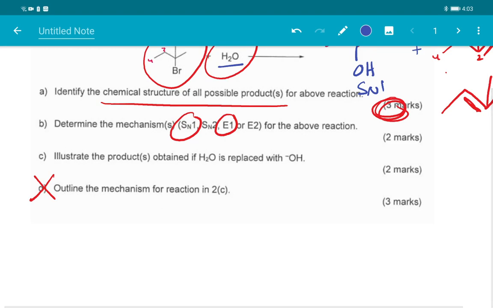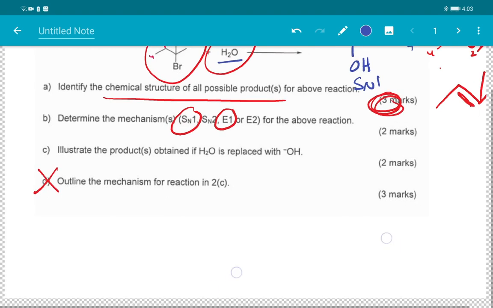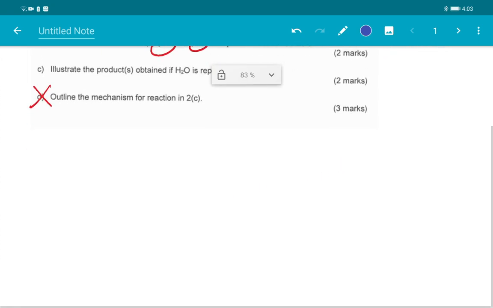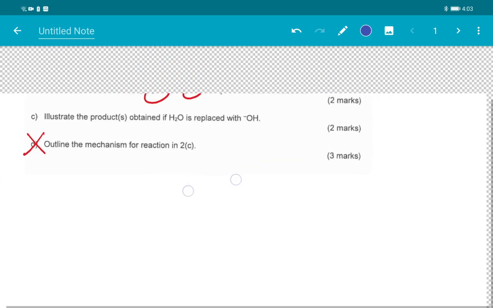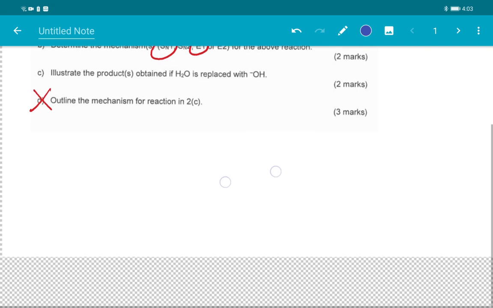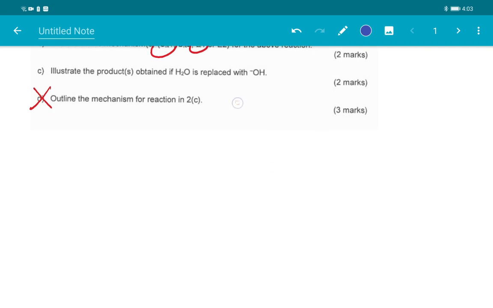Moving on, illustrate the product obtained if H2O is replaced with OH. Okay, what happens if we have OH as the nucleophile? So I would like to draw back the structure: 4 carbons, a methyl group, and also a bromine. Instead of using water, we're going to use OH negative.